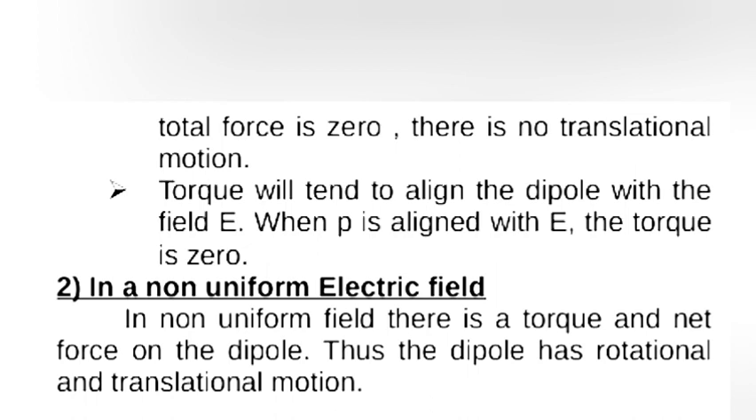2. In a non-uniform electric field. In a non-uniform electric field, there is a torque and net force on the dipole. Thus, the dipole has rotational and translational motion.